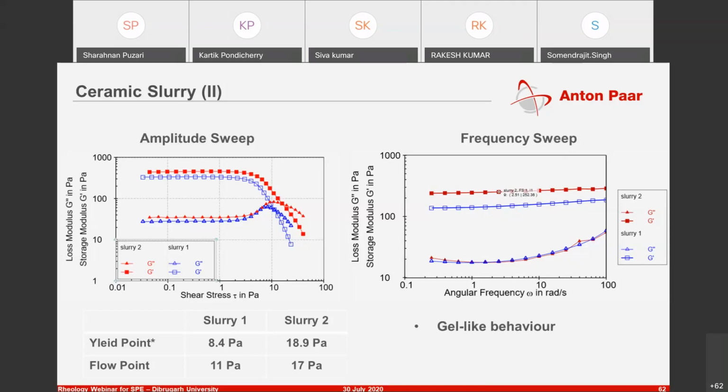And if you're looking at the frequency data for the same, you would see that, of course, this has a higher G prime value, but overall they display a plateau, which says that over longer periods of time, they would show a stable behavior.